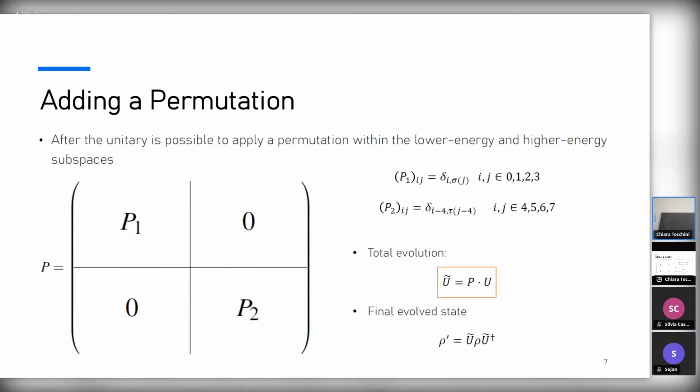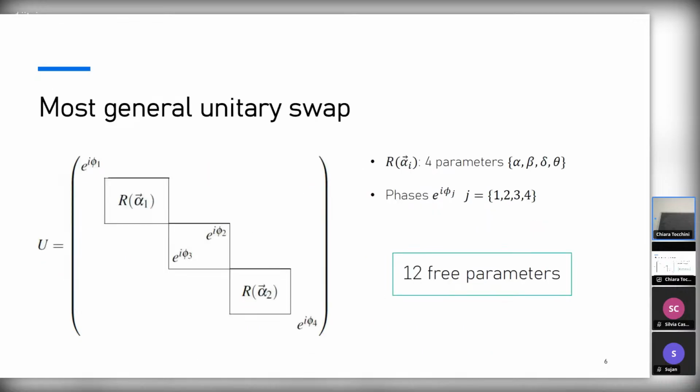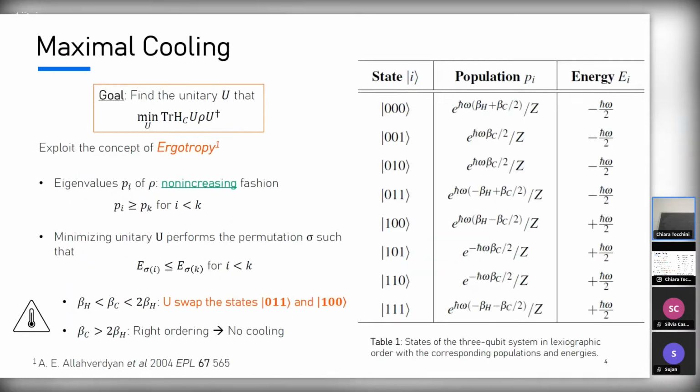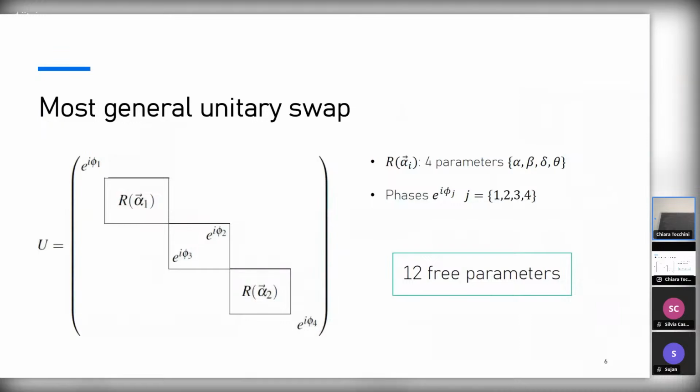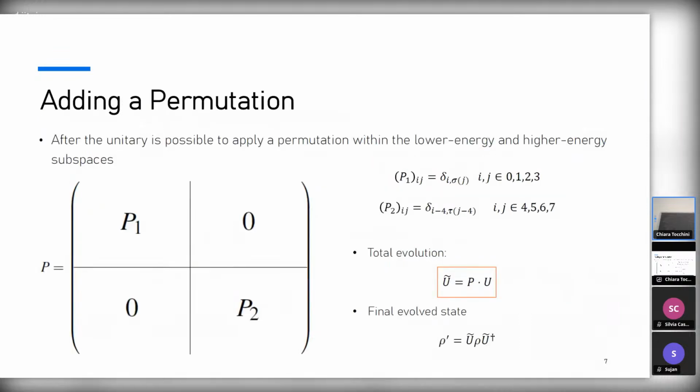After this unitary operation, we can also apply a permutation, because here we see that the first 4 states and the other 4 share the same energy, so we can permute these 4 and these 4 independently. And in this case, also the cooling remains the same because we have the same evolved final states.